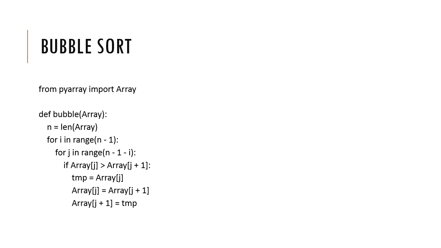If it is, we swap the two elements. We assign array[j] to tmp, then we assign array[j+1] to array[j], and then we assign tmp to array[j+1]. To elaborate this algorithm, I present an example.